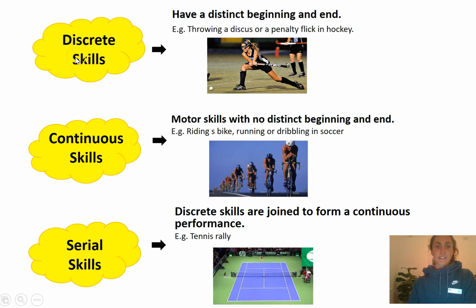So discrete skills, these skills have a distinct beginning and an end. For example, you'll start the skill, perform it, and then finish it. An example of that is a discus throw or a penalty flick in hockey. Okay, there's a clear beginning and an end. Perhaps a tennis serve is a discrete skill. Maybe a basketball free throw.